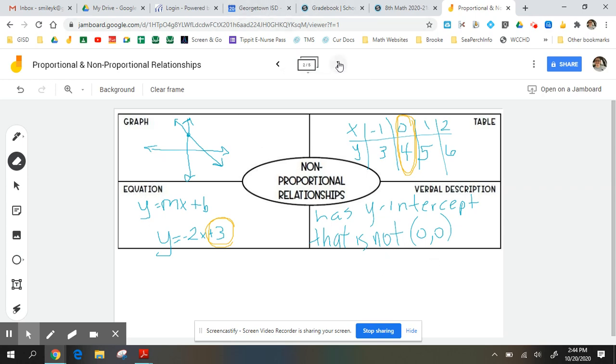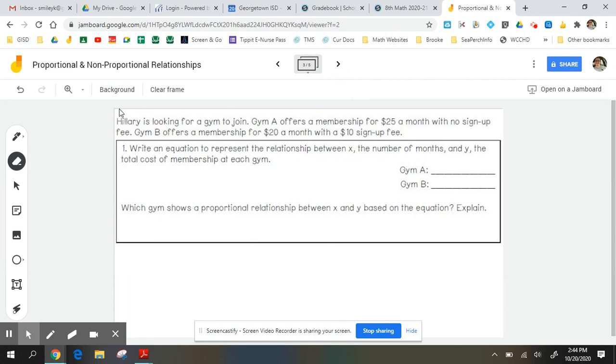All right, let's go to the next example where we're actually going to do some problems. So Hillary's looking for a gym to join. It says that Gym A offers a membership for $25 a month with no sign-up fee. I'm going to go ahead and write that equation. So y equals 25x. That a month means per month or each month.